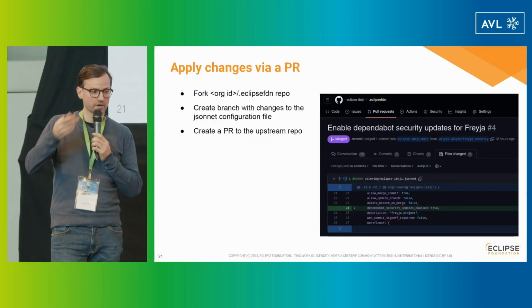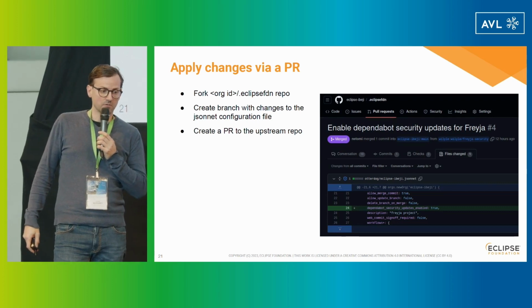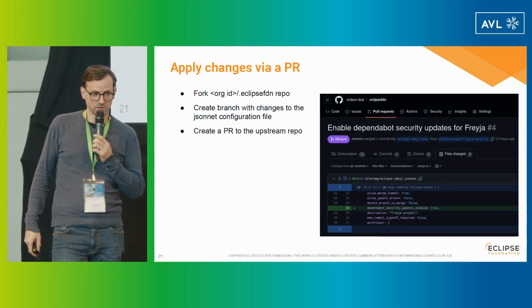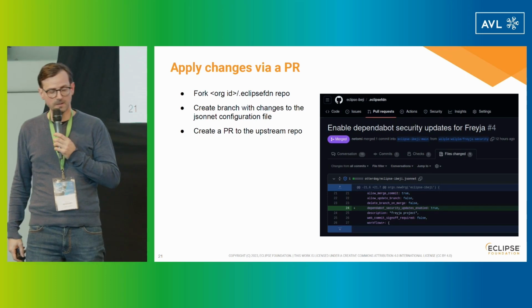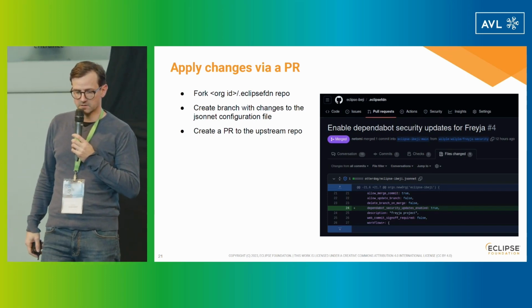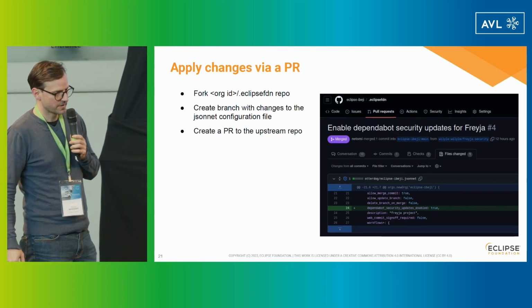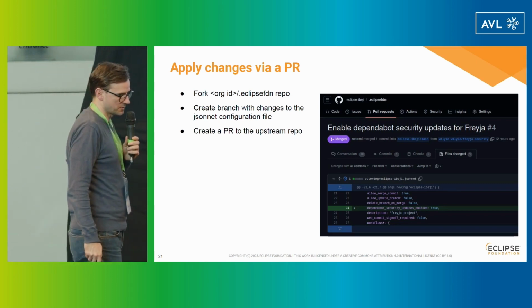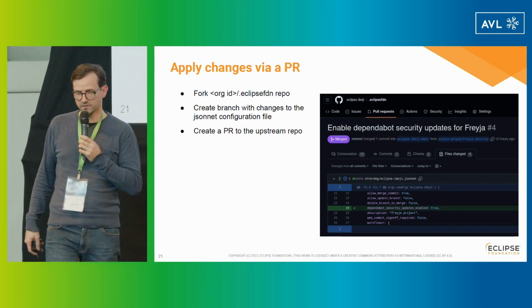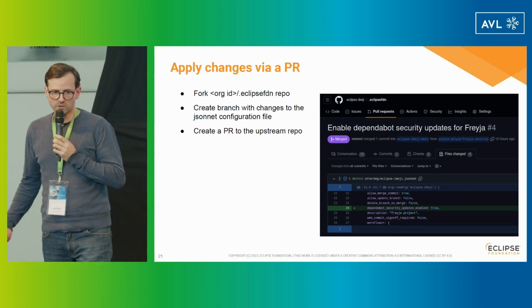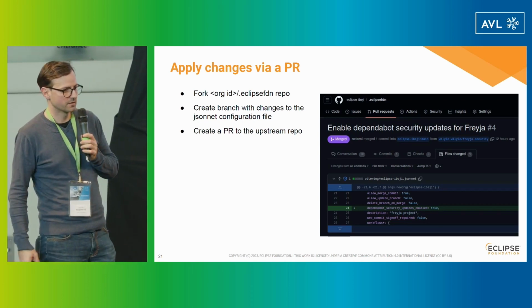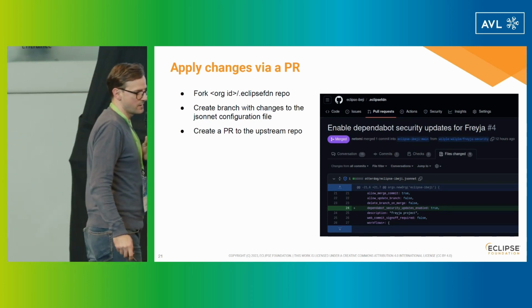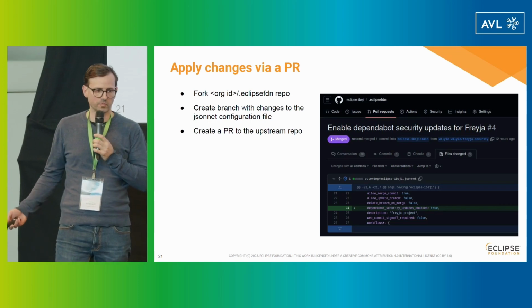Okay, so how does it work? In general, you have to fork the .eclipsefdn repo. The reason for that is that we have not set up the permissions so that committers can write to this repository. So you have to fork it, then make your changes and create a PR to the upstream repo, of course.